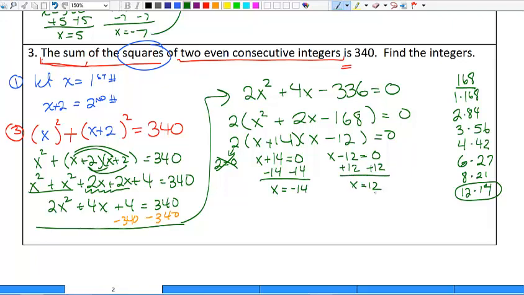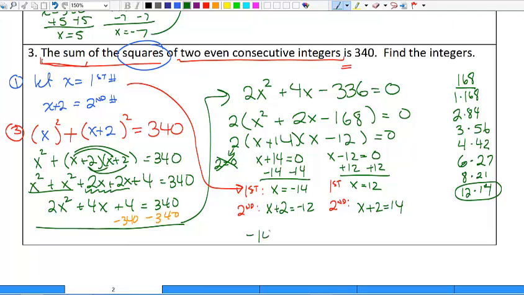So I have 2 answers here. Now, are these consecutive even? No, they're not, but that's okay because I didn't solve for the consecutive even. I solved for x, and x is merely the first number. So if my first number is negative 14, the next one after that would just be 2 more than it, which is negative 12 as my second number. Well, what if my first number was x equals positive 12? Well, then 2 more after that would be 14. So I have negative 14 and negative 12, or I have 12 and 14.